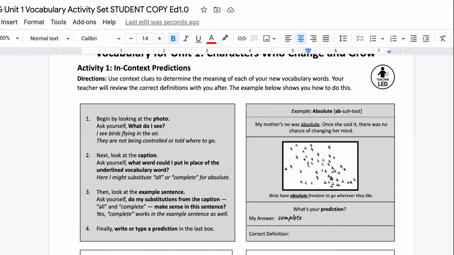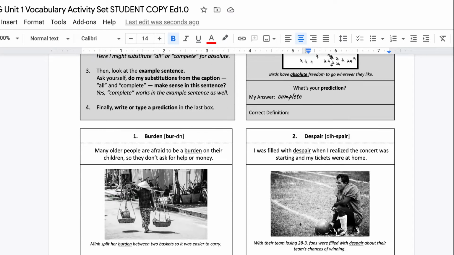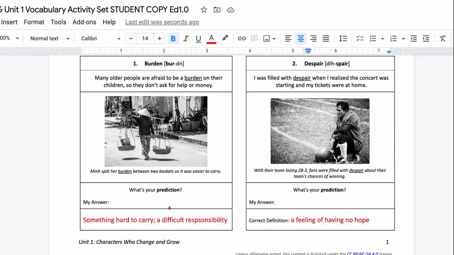And just to review, remember context clues is the information that surrounds a word. For example, the word absolute right here, we talked about how we can use the image of the birds, the caption underneath the image, the example sentence, and then we replace the word with a word that we think makes sense, and we call that our prediction. And then we come up with the correct definition. So that was the process we went through. And I want you to check your work right now. Make sure that you have the actual definition written in your box at the very bottom.